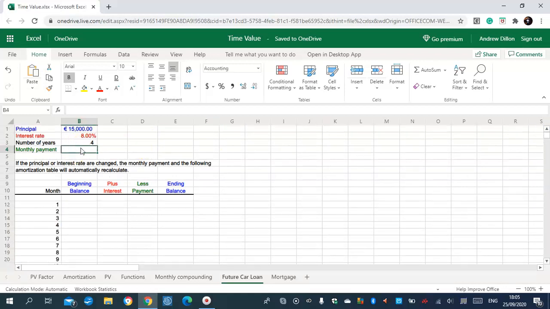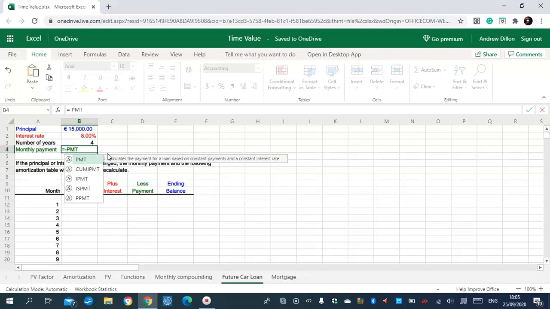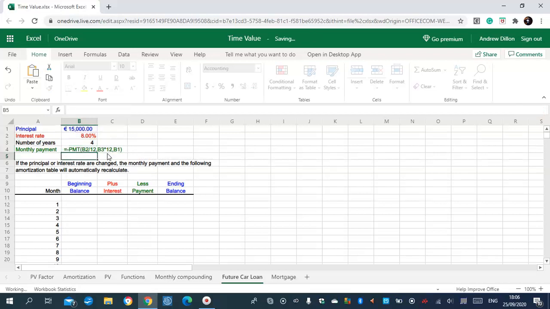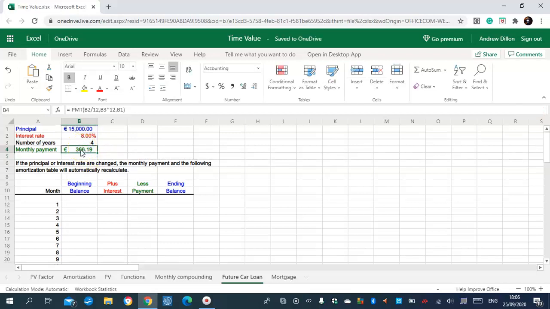Here I have to calculate the monthly payment. The answer is €366.19. Okay, now we're going on to the beginning balance of the future car loan.